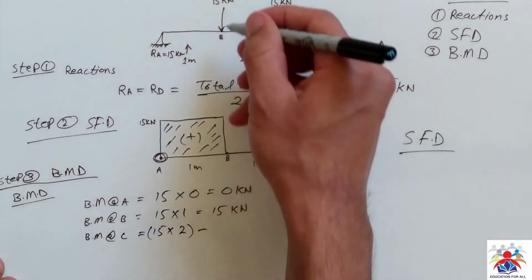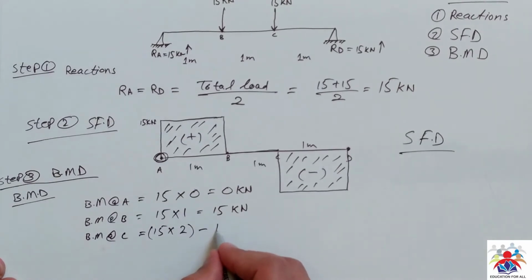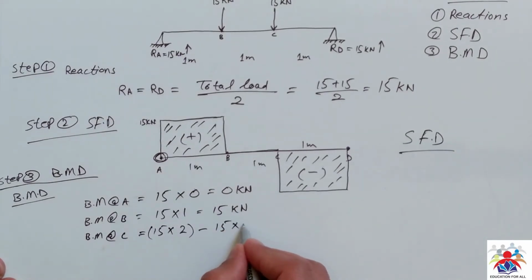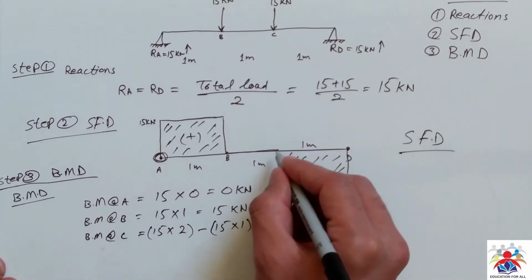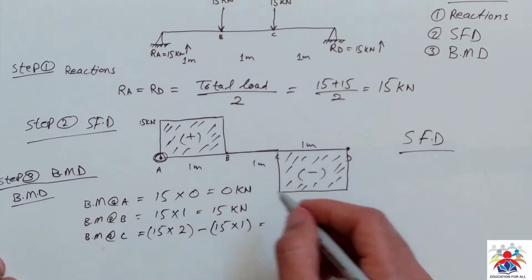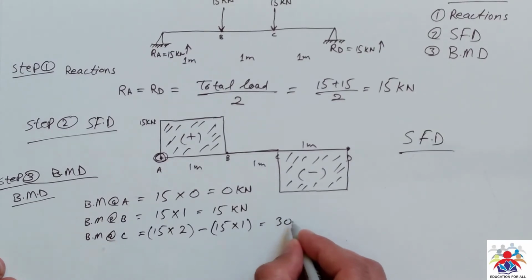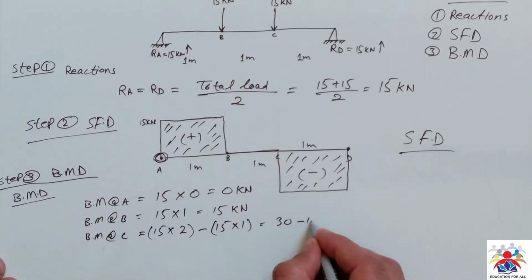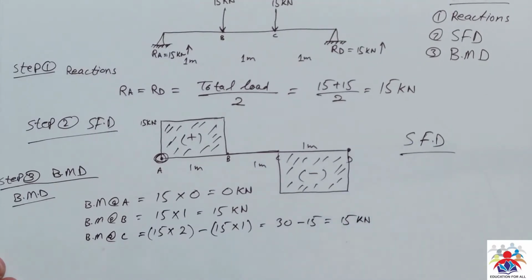Then minus 15 kilonewton acting downwards at point B. So it will be 15 multiplied by 1, minus 15, because downwards, so that's why it's minus. At point C, we have nothing, no R, no distance to multiply, so that's why we don't write it. So it will be 30 minus 15, which is equal to 15 kilonewton at point C.